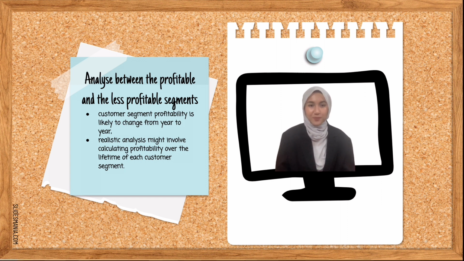Alright, so the fourth technique is to analyze between the profitable and the less profitable customer segments. The profitable customer segments are those customers whose annual revenues exceed annual costs. Since customer segments' profitability is likely to change from year to year, a more realistic analysis might involve calculating profitability over the lifetime of each customer segment.